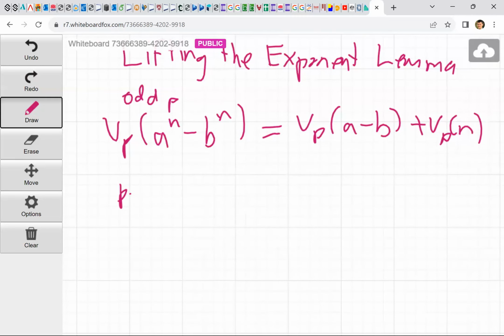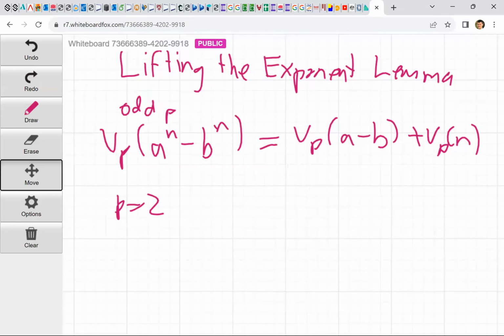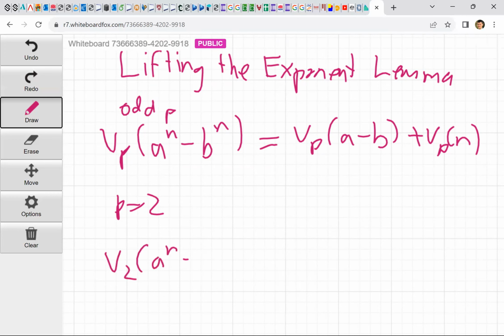For P equals 2, the even case, there's something slightly different. You know what? Let's just search this up because I actually forgot. Okay, V_2 of x^n minus y^n is equal to V_2 of x minus y plus V_2 of x plus y plus V_2 of n, minus 1.